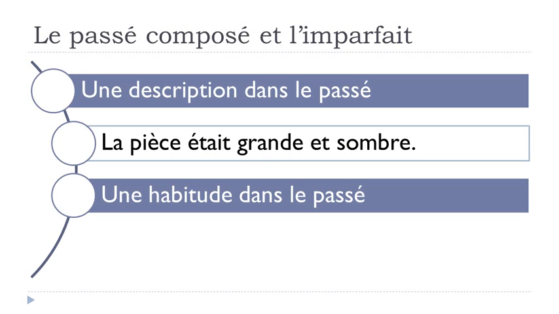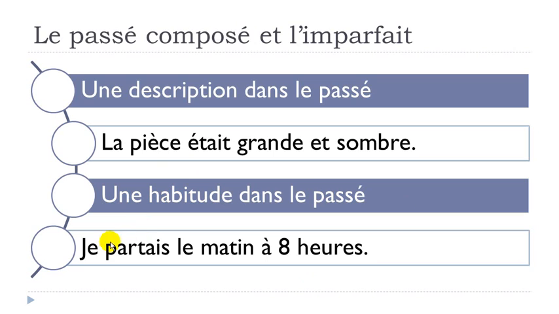The second use will be une habitude, it's a habit or something that you are used to doing. So une habitude dans le passé. The example: je partais le matin à 8 heures. In that case you want to insist on the fact that it's something that you tend to do every morning. Maybe je partais le matin à 8 heures.